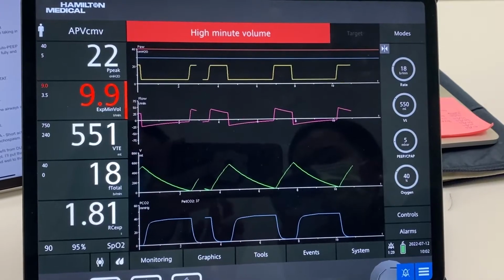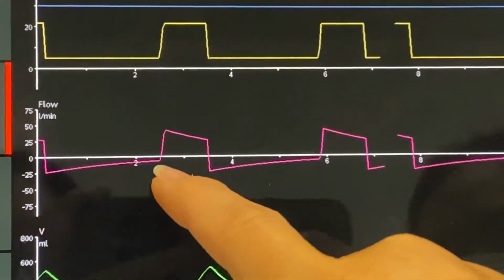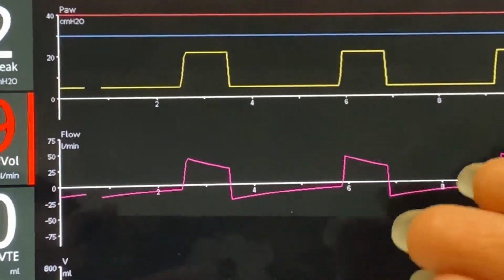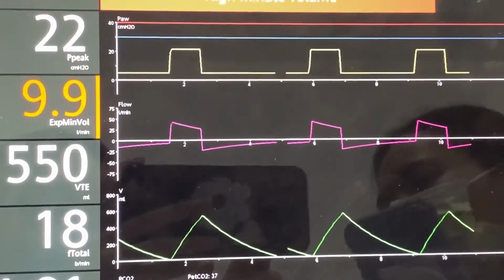Also, auto PEEP is not something you can order. It is an indication of air trapping, which you can see on the vent monitor. As you can see here on the flow waveform, the patient is not returning to baseline, and over time, that leads to buildup of air trapping, which can rupture the lung and lead to a pneumothorax.